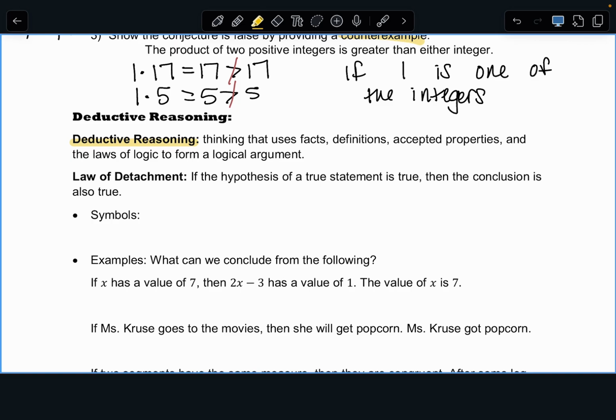So, last week we went from small cases to big cases. Now we're going to do the opposite. We're going to look at the larger case and the larger rules and logic of math, and we're going to narrow it down almost to a smaller case. We call that process deductive reasoning. Deductive reasoning uses facts, definitions, accepted properties, and the laws of logic to form a logical argument. If you ever heard that geometry writes proofs, that's where this comes in. With deductive reasoning we are going to do some proofs. They're not terrible, but that's where our deductive reasoning comes in.